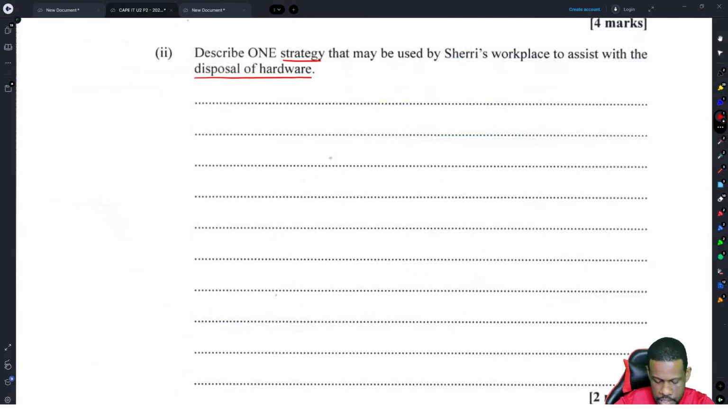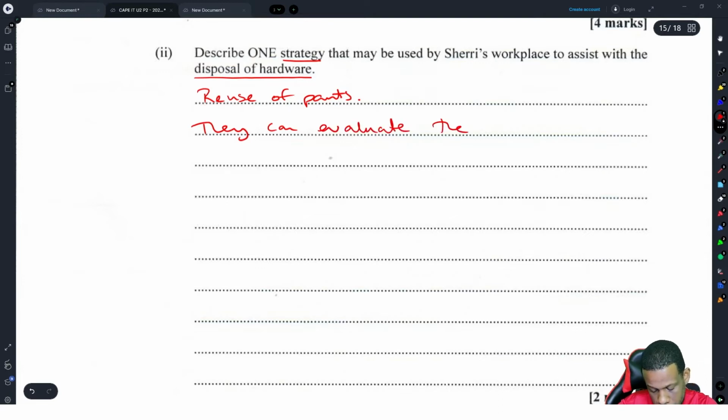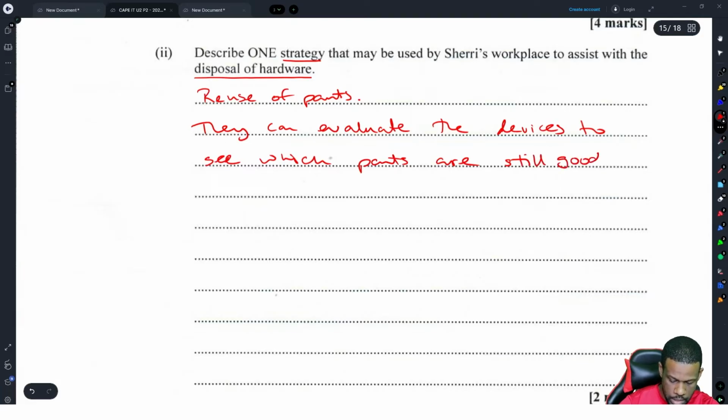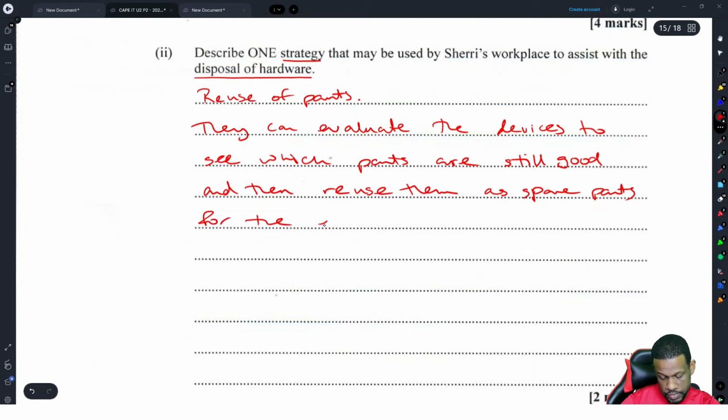Oh, okay, they could reuse parts. Okay. Reuse of parts. They can evaluate the devices to see which parts are still good and then reuse them as spare parts for the devices that are currently in use.